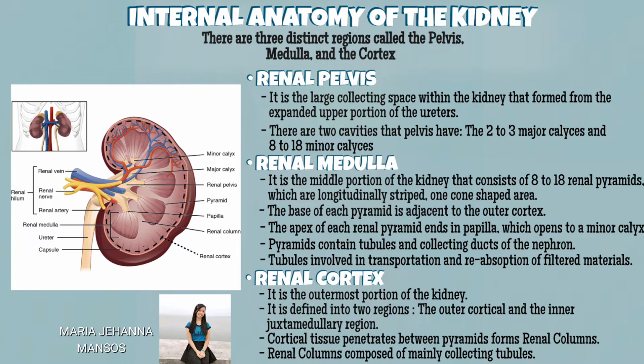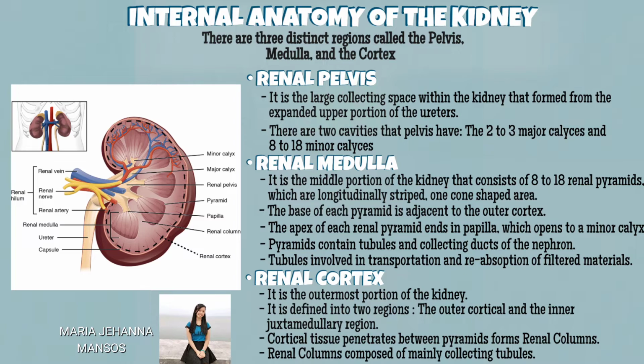The first thing that we have to remember is that in the internal anatomy of our kidney, there are three distinct regions. We call them the renal pelvis, renal medulla, and the renal cortex. So, we have to remember that when we say the word renal, it means kidney.